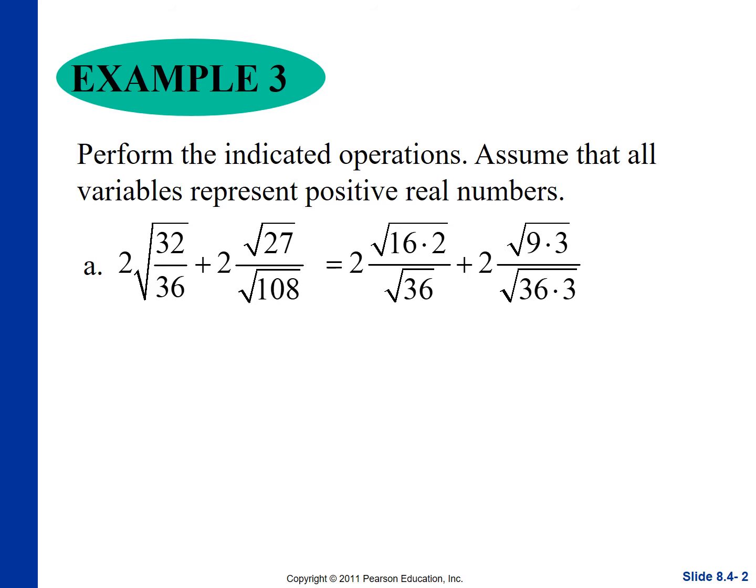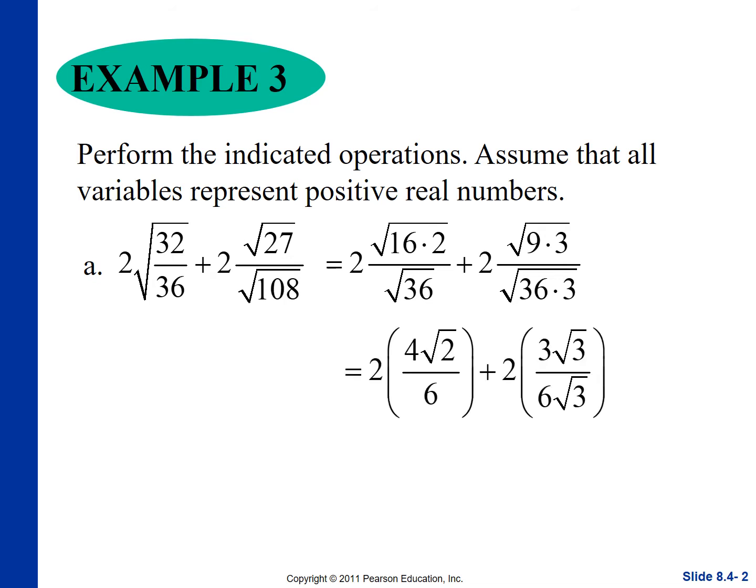So they're going to take out, so it'll be 2 times the square root of 16 times 2 over the square root of 36, plus 2 times the square root of 9 times 3 over the square root of 36 times 3. So basically what they're doing, you're looking for perfect squares that go into any of the radicals. So that would become 2 times 4 times the square root of 2 over 6 plus 2 times 3 times the square root of 3 over 6 square root of 3.